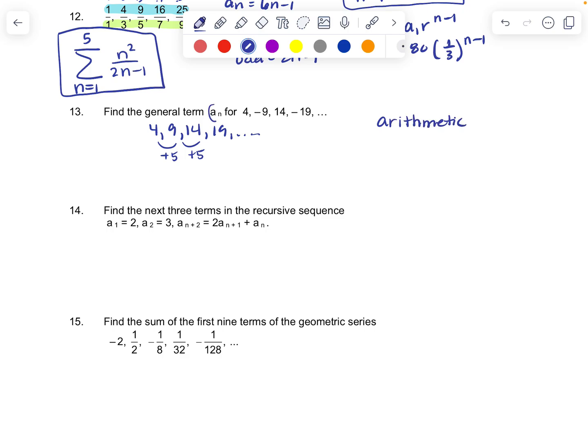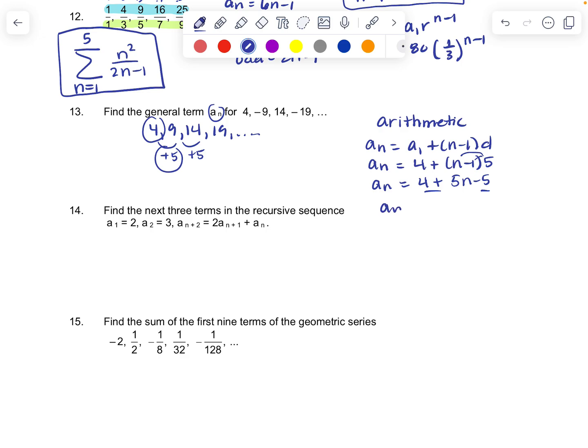And the arithmetic formula for a sub n, again, is a sub 1 plus n minus 1 times d. Okay, so let's replace everything but the stuff that has an n, so I can plug the n in. So a sub 1 is my first term, so that's 4, plus n minus 1 times the common difference, which was whatever we added, which was 5, right? Okay, if I go ahead and distribute the 5, I'm going to get 4 plus 5n minus 5, and then 4 minus 5 is negative 1, so a sub n is going to be 5n minus 1.